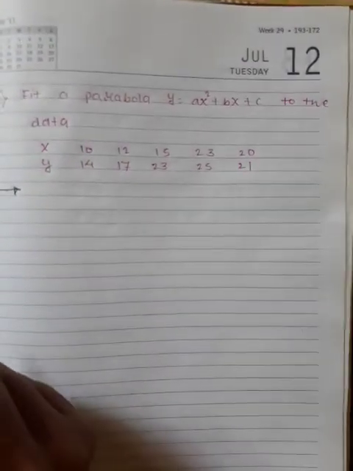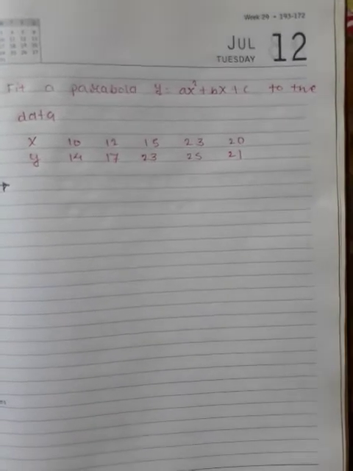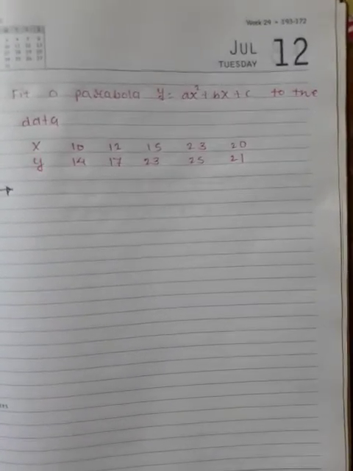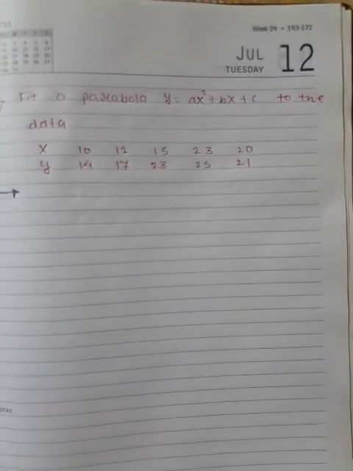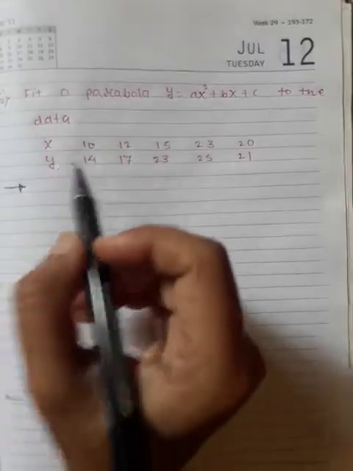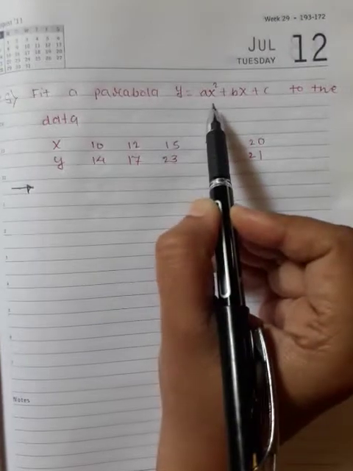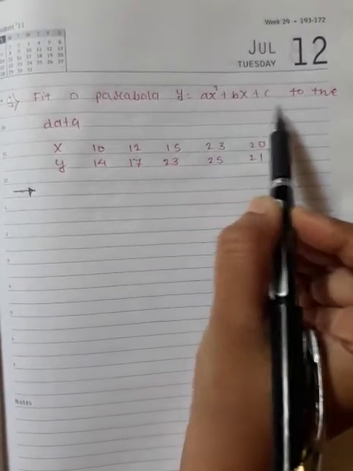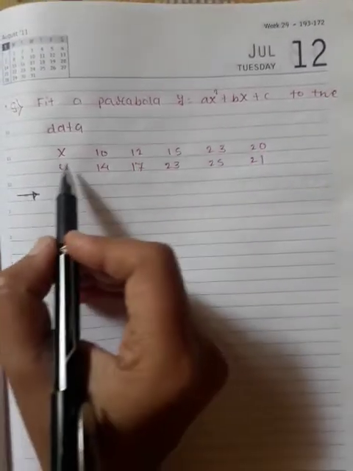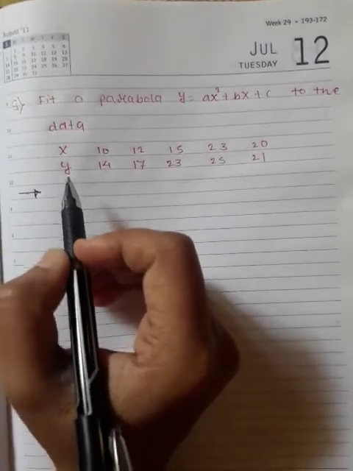In this video we are going to see how to solve the equation if the curve is given to you in the form of a parabola. So this is the numerical. Fit a parabola y is equal to ax square plus bx plus c to the data. Values of x and y are given to you.